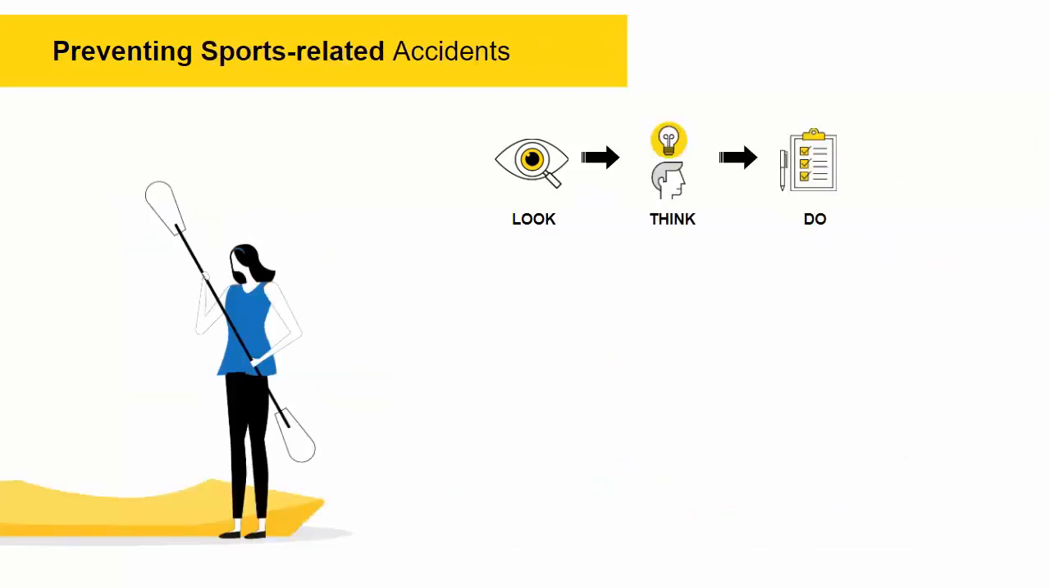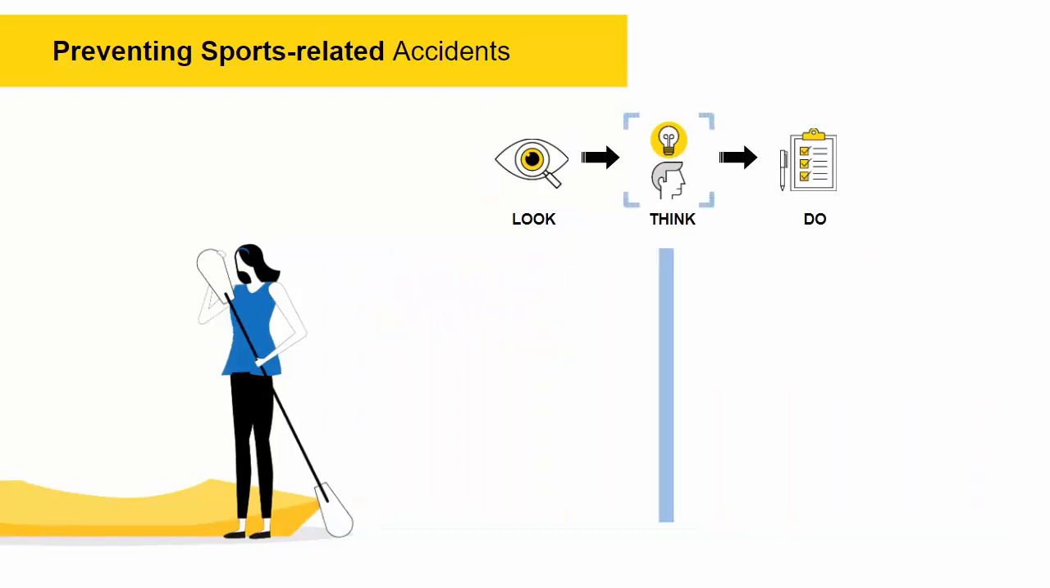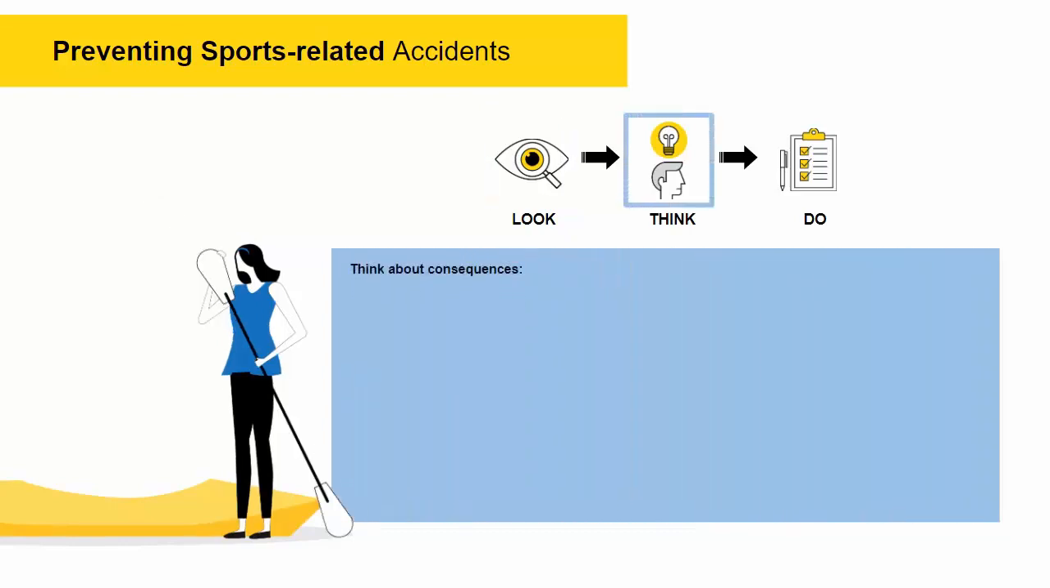Jane is taking up kayaking for the first time. How can she prevent herself from having an accident while participating in the sport? Well, she should first look out for potential dangers, for example, the depth of the water, the weather, or her own inexperience. Jane should think about the consequences and how to safeguard herself from the dangers.